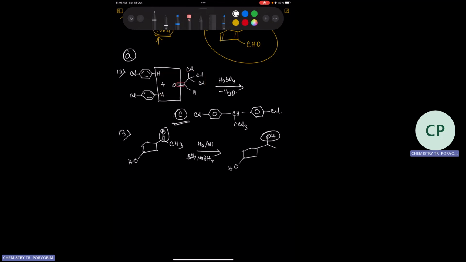It can be removed by option A, Zn-Hg/HCl, meaning Clemmensen reduction, and option B, NH2NH2/OH minus, Wolff-Kishner. But the thing is, what is option A doing? Zinc Hg per HCl: this OH also reacts with the HCl, and it will be H2O plus, and it will also be converted. But in the final product, our product should be this. OH must be present, right? So in that case, we have to use option B.